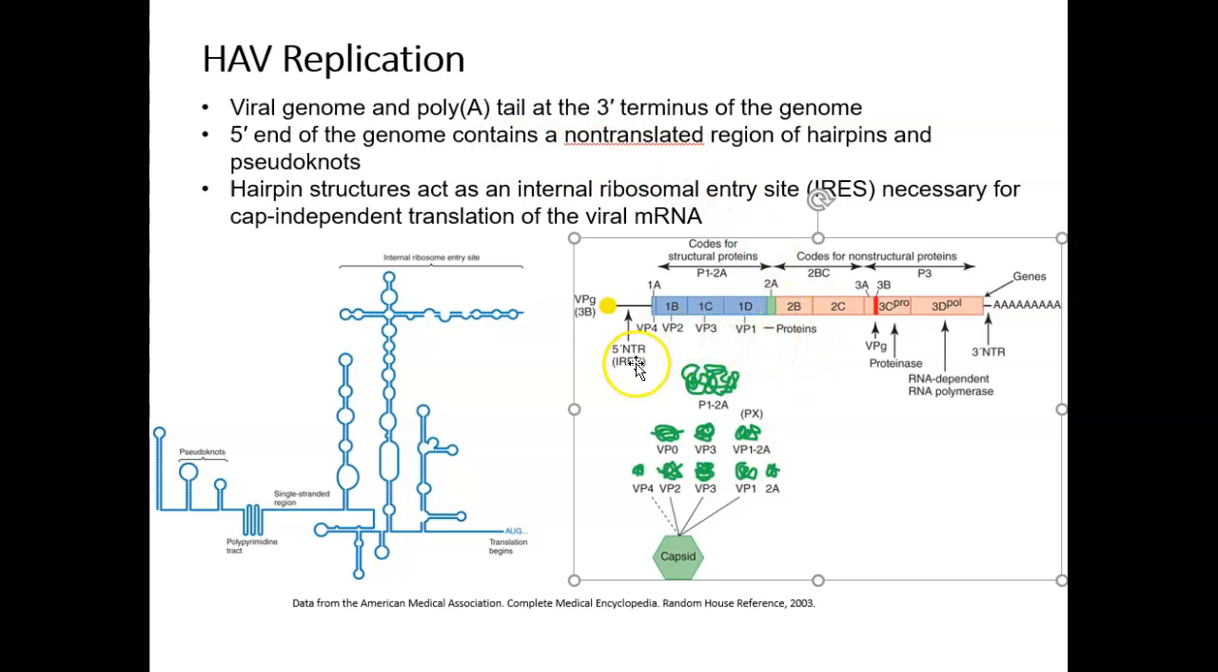Now, if we look at our gene products again, like we did with polio, we've got our structural proteins that are going to be important for the capsid. VP1, 2, and 3 again are going to be on the outer part, and VP4 will be underneath. And then we've got our non-structural genes, just like we did with polio.